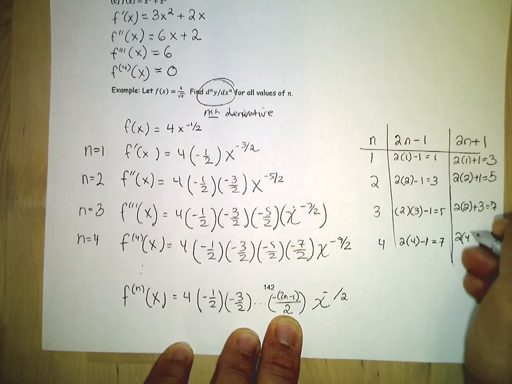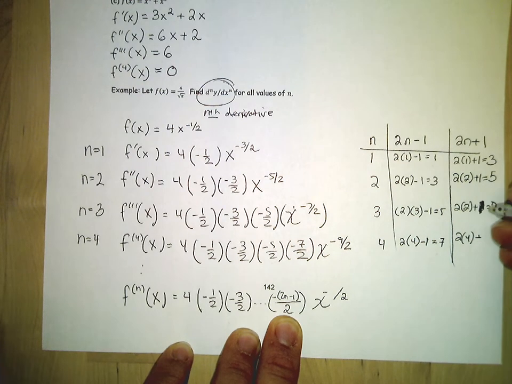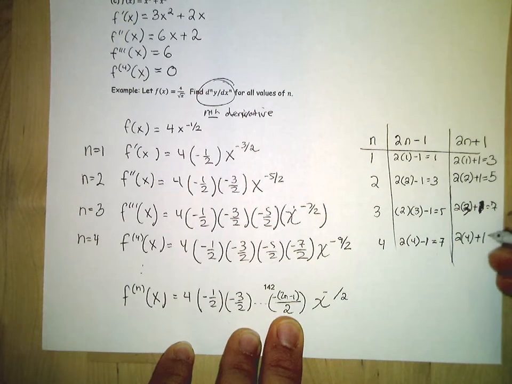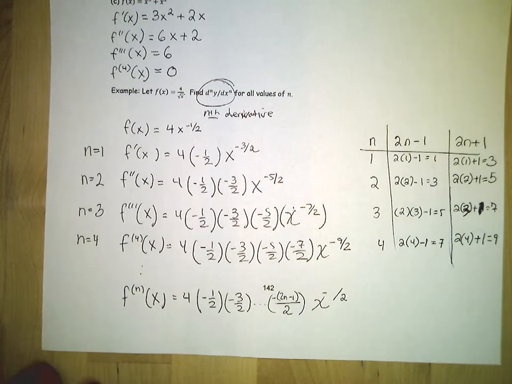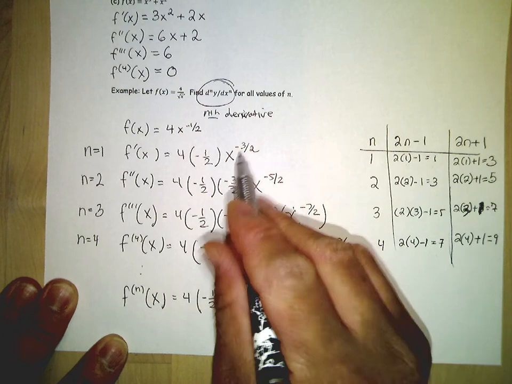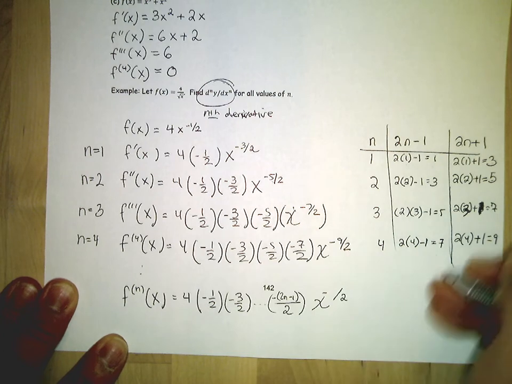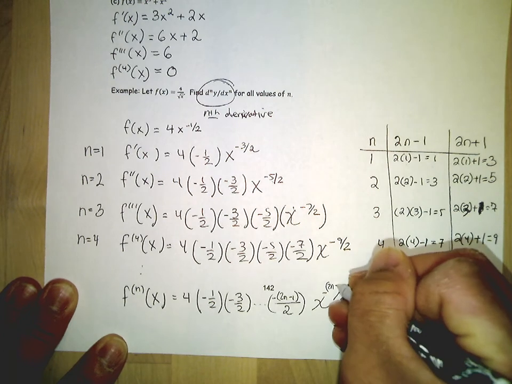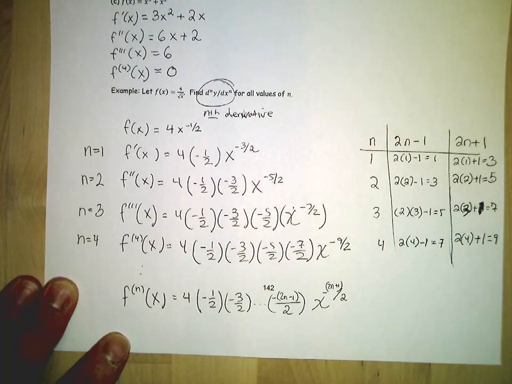2 times 3 plus 1 will be 7. 2 times 4 plus 1 will be 9. I was right that the other one was 7, but the 2 times 3 plus 1 is 7 is what it should be. And so this is 3, 5, 7, 9. So this will be negative 2n plus 1 over 2 in the exponent.